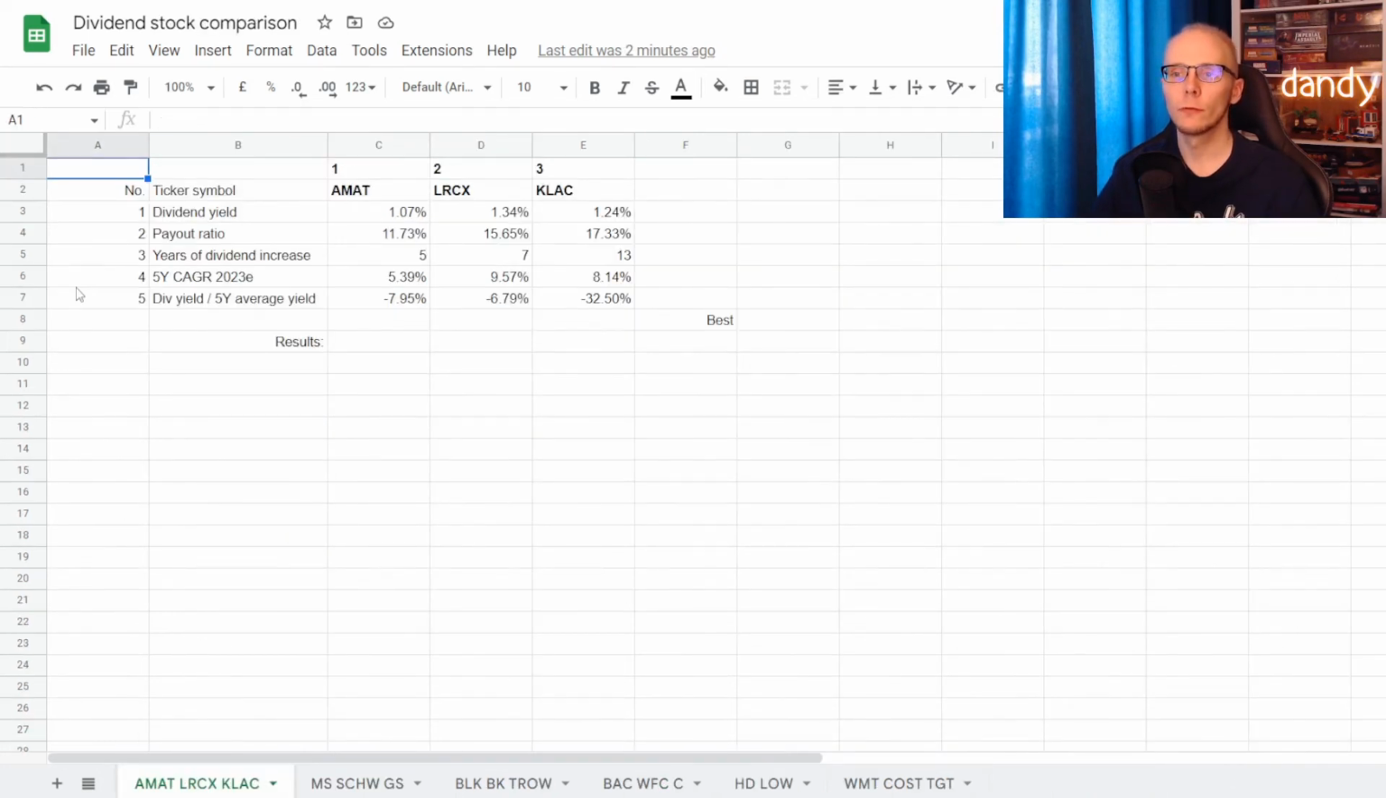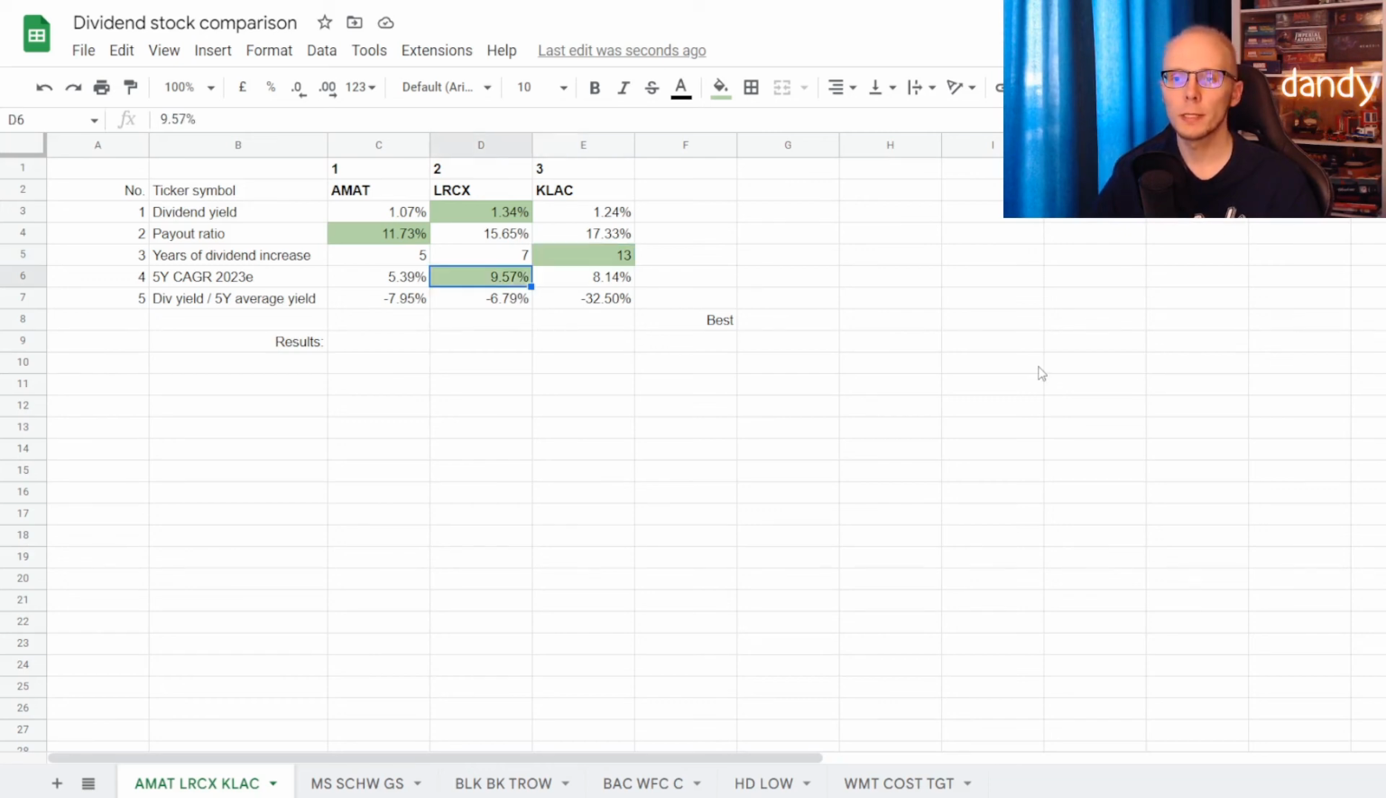So we have looked through all of those 5 metrics, and the results are in our table. So now we can start assigning points. Lam Research gets the first point for the highest dividend yield at 1.44%, a point goes to Applied Materials with the lowest dividend payout ratio at 11.73%, KLA wins this metric with 13 years of consecutive dividend increases.